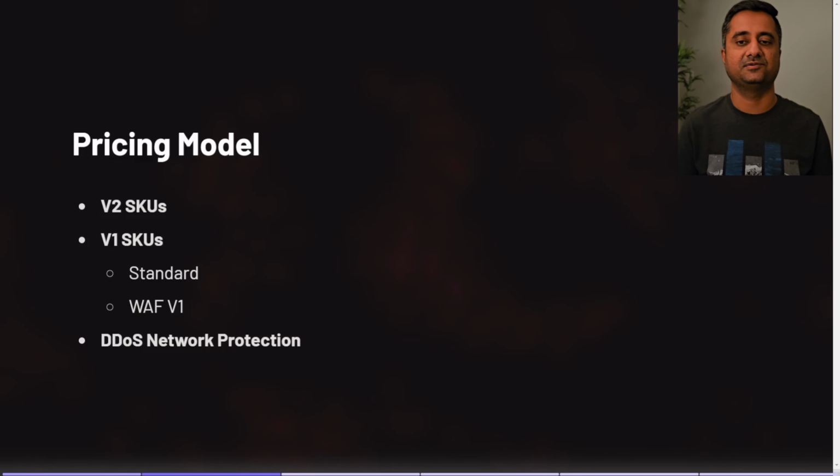This week we are going to look into Azure Application Gateway pricing. Let's get started. So the pricing model basically splits into a few parts. It's a V2 SKU, which is the latest one, and there is a V1 SKU. And then in V1 SKU, you can do a standard or you can do it with a WAF V1. And then the last one is DDoS protection. Let's get into the details about it.